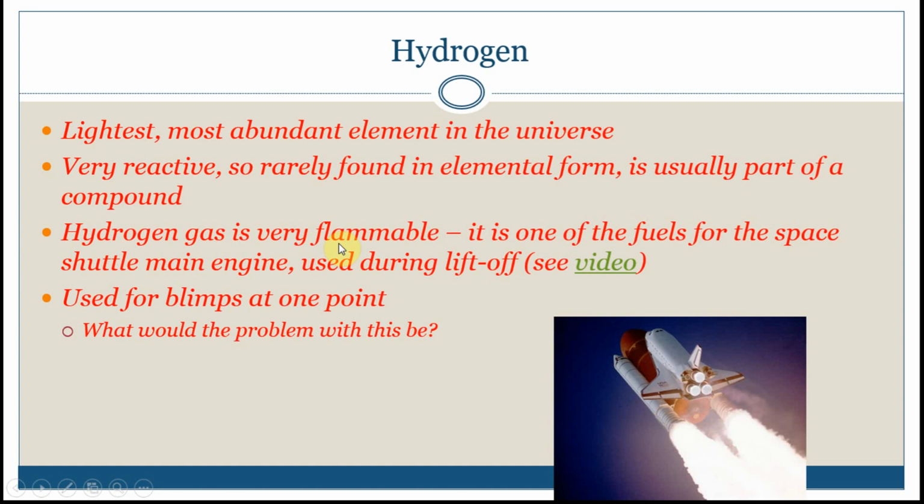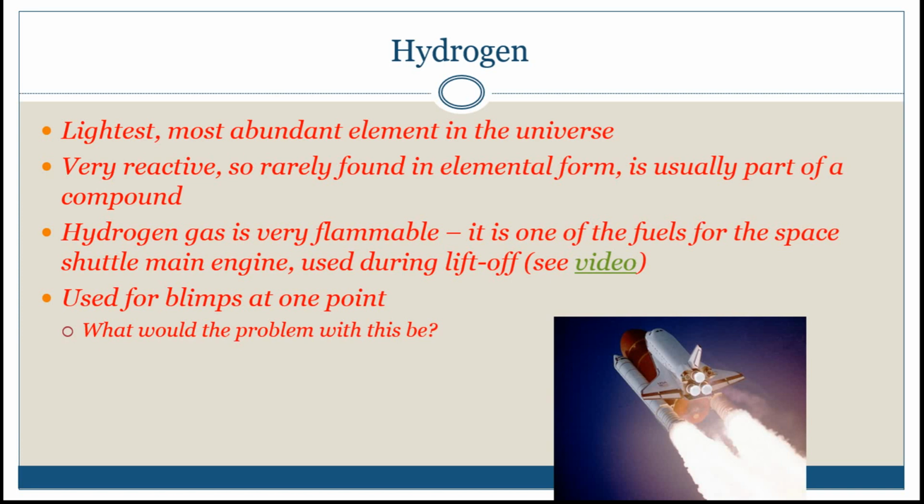Hydrogen. Hydrogen is the lightest, most abundant element in the universe. It's very reactive, which means it's very rarely found all by itself in its elemental form. It's usually found combined with other stuff. On our Earth, water. Water is 2 parts hydrogen, 1 part oxygen, and we know how to break water back up into hydrogen and oxygen. We're pretty good at it.